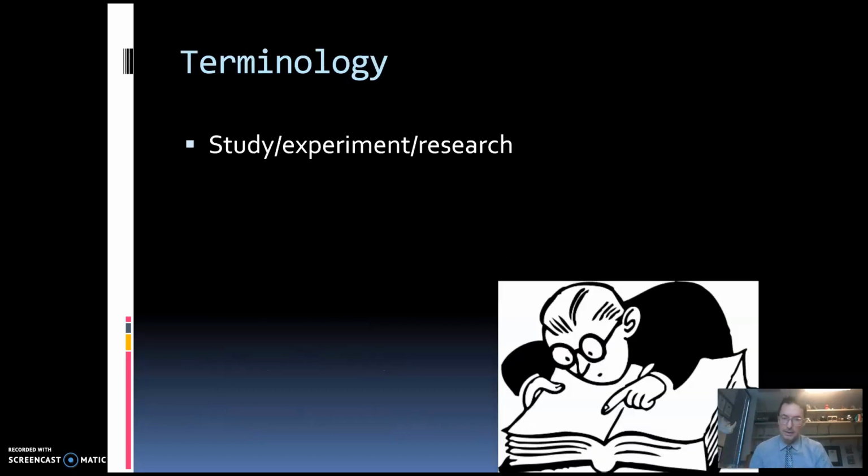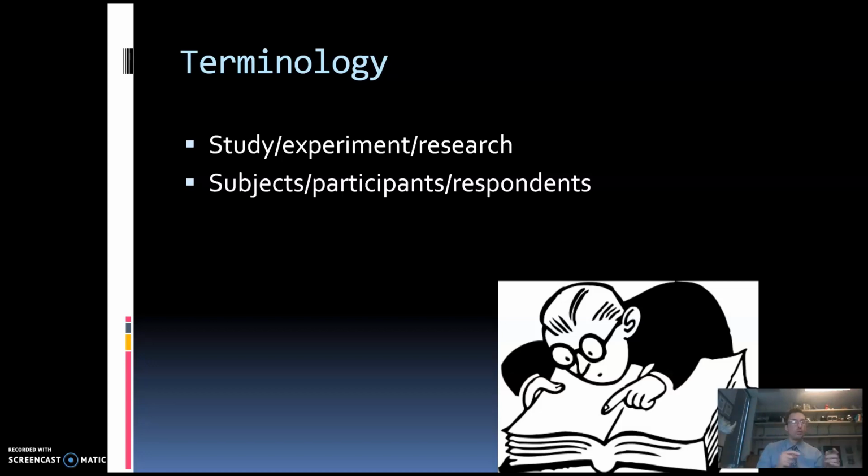So, some terminology. Study, experiment, research: technically they all mean something slightly different, but for the sake of this course we will use them quite interchangeably, synonymously. A study or an experiment or a piece of research is essentially the same thing. There are nuances, and we'll talk later in the course about a full experiment versus a quasi-experiment, but overall they tend to be used very interchangeably, particularly in this class.